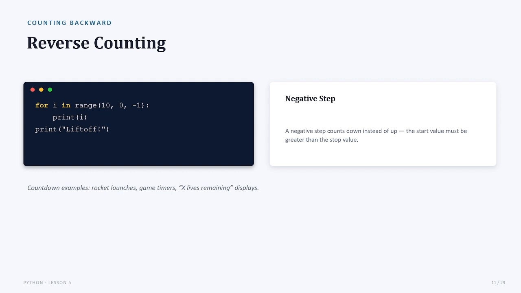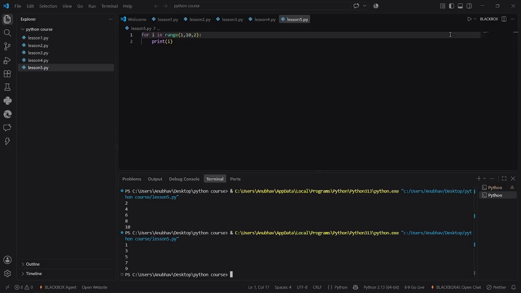Reverse counting. So far, we have been counting forward, but loops can also count backwards. This is where a negative step becomes useful. Let's say we want to count from 10 down to 1. So we can write, keep practicing with me.